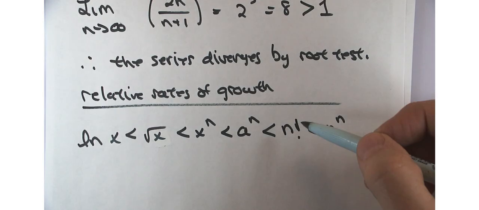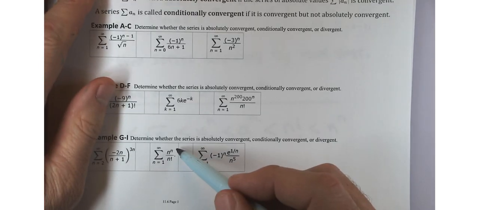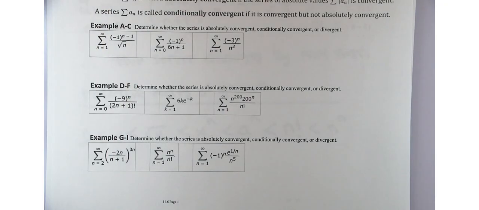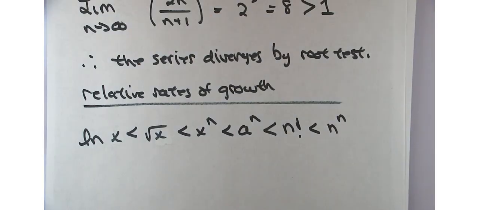Had I written this upside down from what it is, if I had n factorial over n to the n, then that ratio would have been 1 over e, and then I would have been in good shape. It would have converged, but that's not what was written, so it diverged.